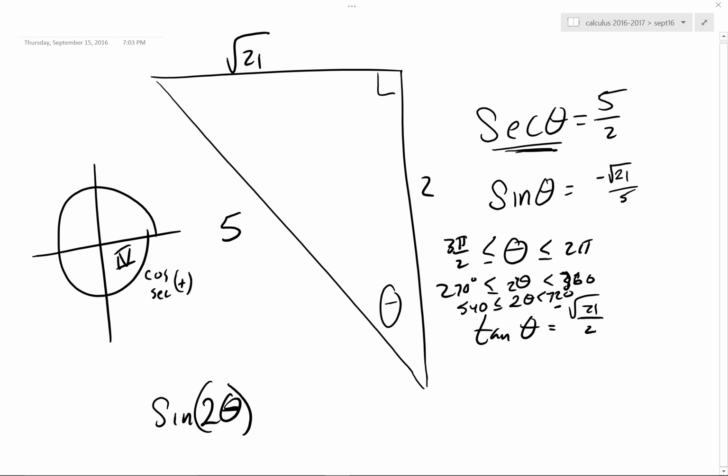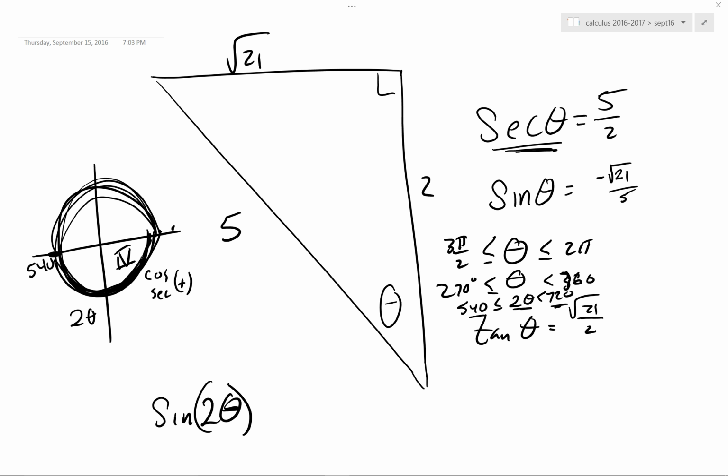So 2 theta must lie between 540 and 720, right? Because it's twice as big. Well, 540 is right here. That's 360 degrees plus 180 more, and 360 plus 360 is 720. So friends, I'm telling you that 2 theta is down here. You with me on this? That means its sine will end up being negative.